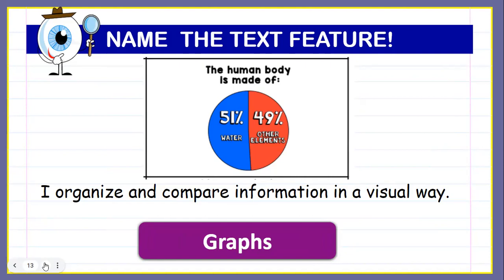For example, if you look at this graph, it is saying to us that the human body is made up of 51% water and 49% other elements. Now, if you look carefully, you can see the comparison, the amount of water to the amount of other elements. So your graphs, they are text features. They organize and compare information in a visual way.